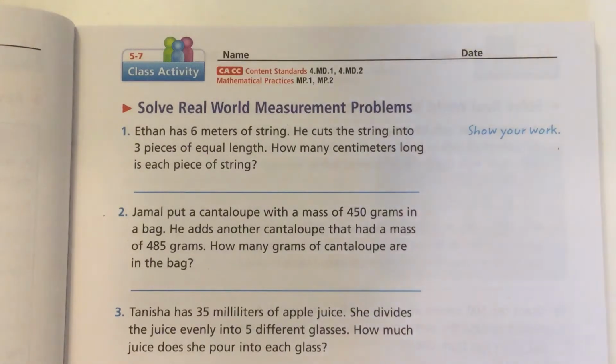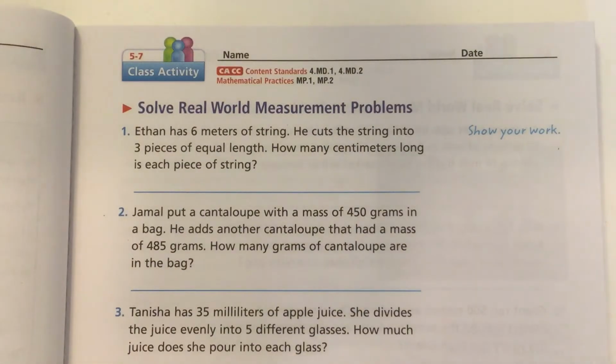Good morning, fourth graders. Here we are, Unit 5, Lesson 7, and today we're looking at a lot of word problems. And you're going to need to be able to know what you're looking for, if you're looking for a bigger number or a smaller number, if you're using any conversions, if you're looking for perimeter, area, etc. So lots of stuff going on in these problems.